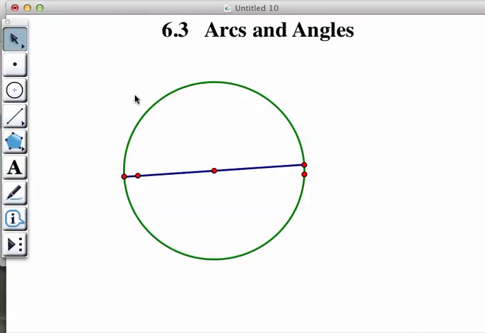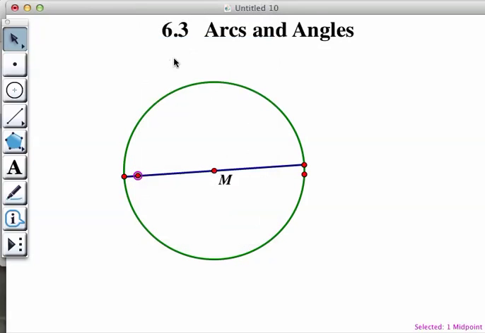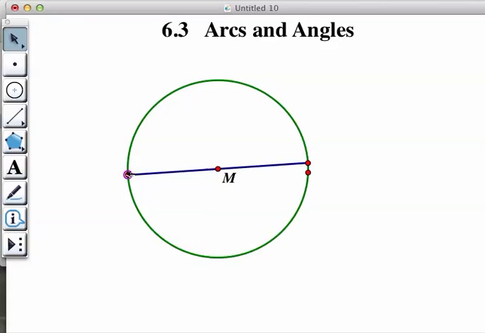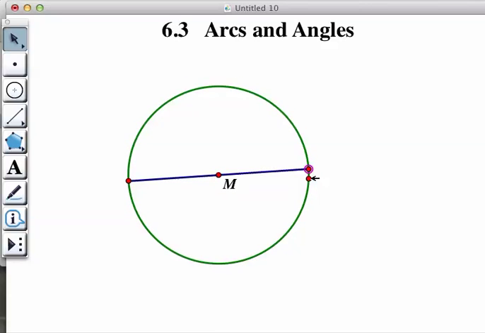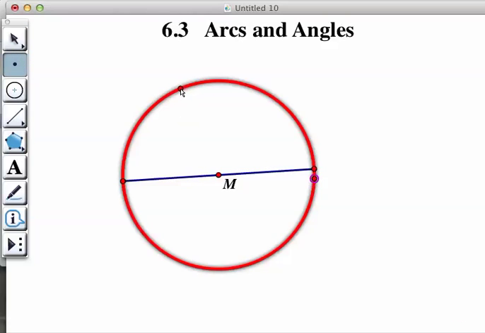If I hide all of those, now I've got circle M, and I have a diameter that I've made through it. Let's go hide that point. I have a diameter that I've made through circle M. So now I have this diameter. Doesn't matter how I change my circle. That's always a diameter.